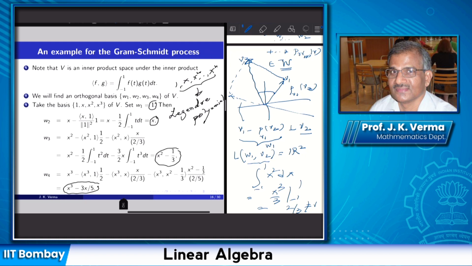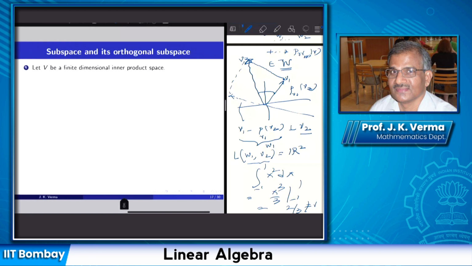You will see a formula, and these Legendre polynomials, you will meet them in a differential equation course, and they turn out to be solutions of some differential equation. Okay, so that's the Gram-Schmidt process to construct an orthogonal basis of a given vector space, starting from any set of mutually perpendicular vectors.